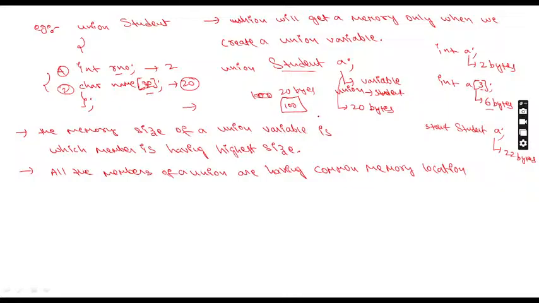So after that, if I enter the name Anil, what happens? 100 will be removed and Anil will be stored. But in a structure, what will happen? The structure is how many bytes? 22 bytes. Clear, everyone? 22 bytes.